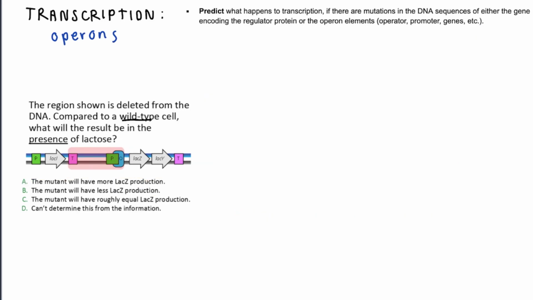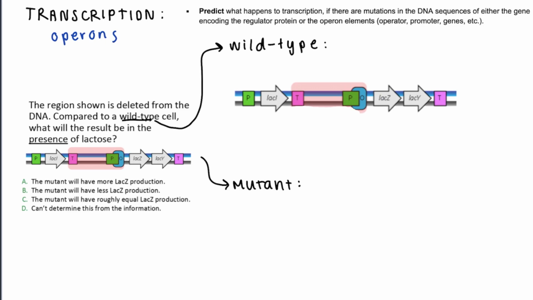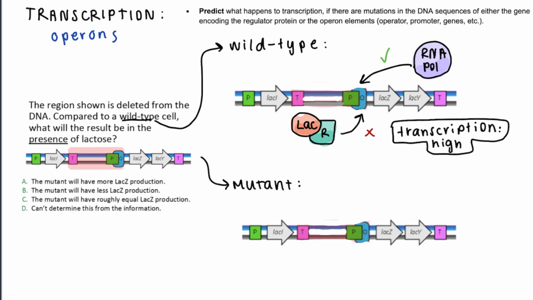This next question is removing 3 elements, which is the terminator of LAC-I, the promoter of the operon, and the operator. So the wild type cell will have all of the normal components, and in this case, lactose is present. This means that lactose has bound to the repressor and removed it from the operator, allowing RNA polymerase to bind and transcription to happen. So transcription levels are high.